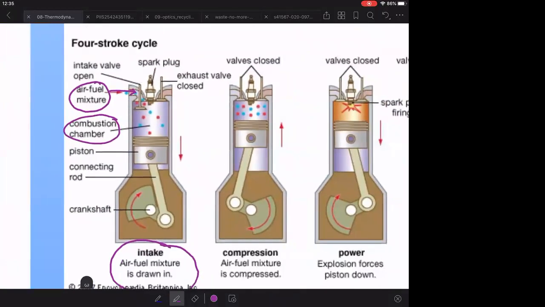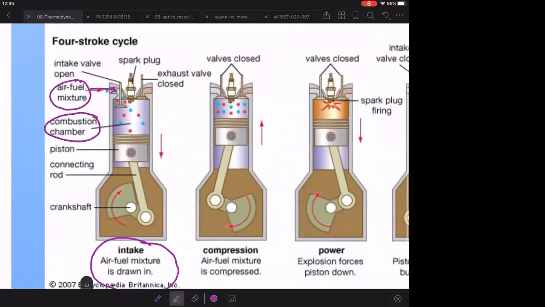Okay, now what happens after that? You have compression. So the cycle is ongoing. Okay, so this piston is now turning this way, such that this crankshaft is turning that way, clockwise. So the piston is pushing up. Okay, so it's compressing the air fuel mixture.